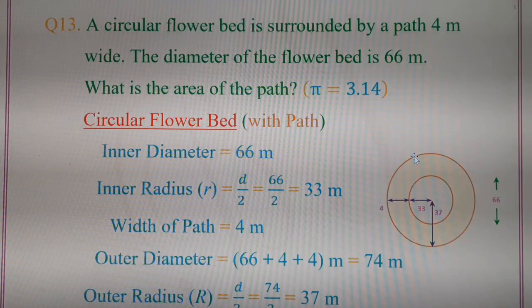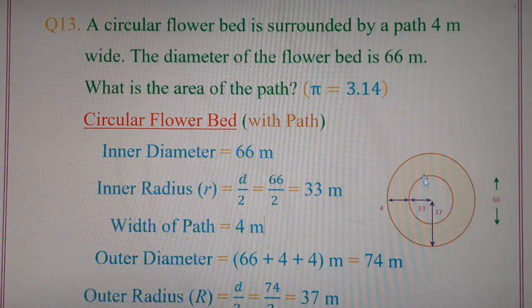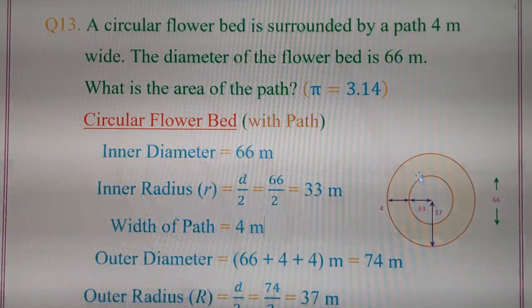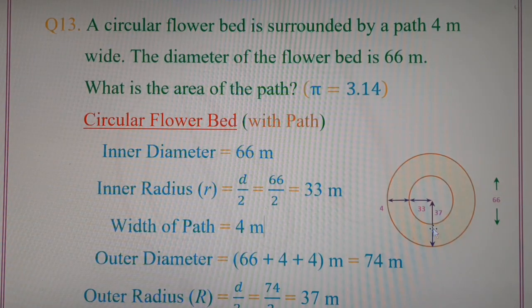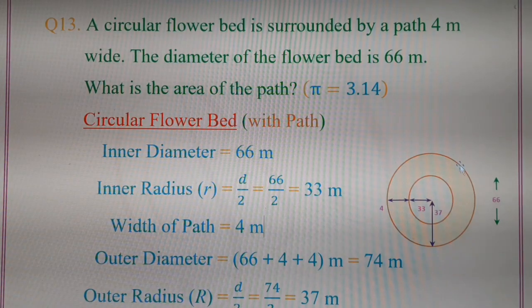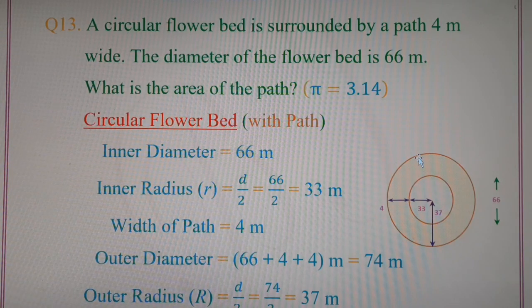That means we'll use the formula: area of outer circle minus area of inner circle. In the first video of this chapter, I gave you a list of formulas to find the area of the path. We have to calculate the outer circle's area, then the inner circle's area, and subtract both of them. So we'll get the area of the path.